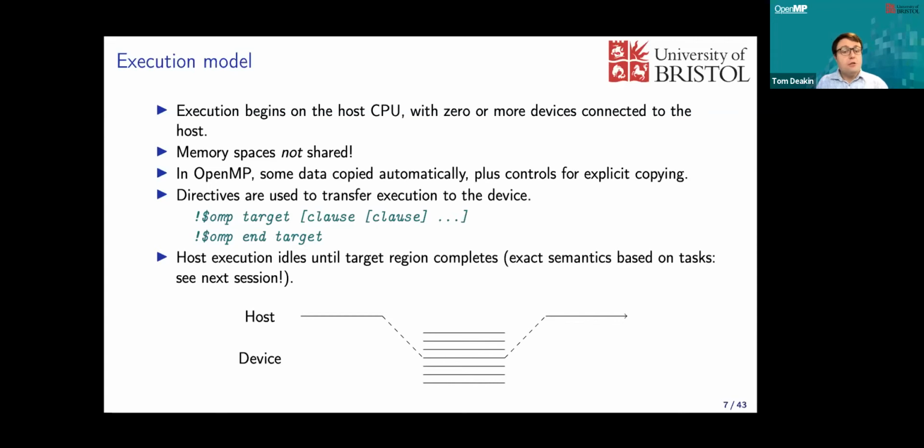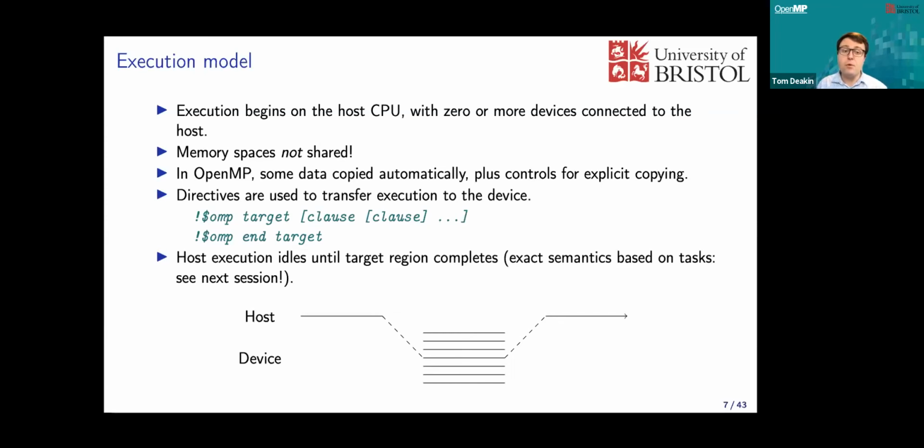So for the execution model, we start on the CPU with our serial program or even our parallel OpenMP program on the CPU. But at some point, our single host thread is going to want to transfer execution to the device, so that a particular part of the code can be executed on the GPU device instead. And for that, we use the target construct, this target directive here.